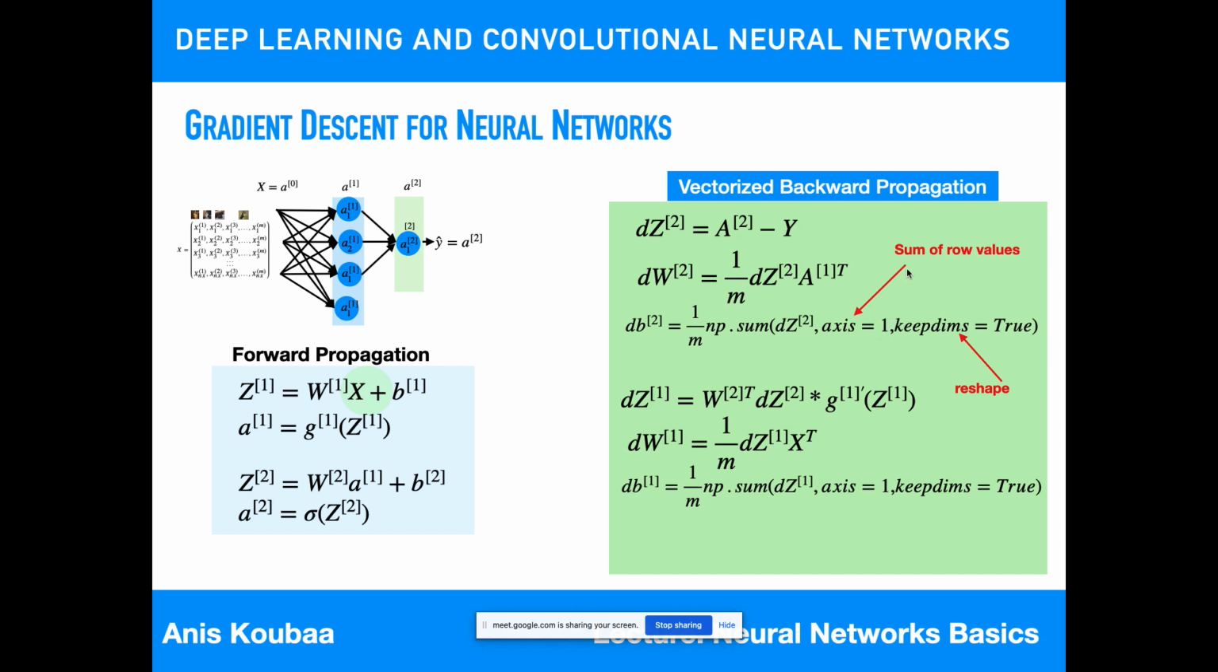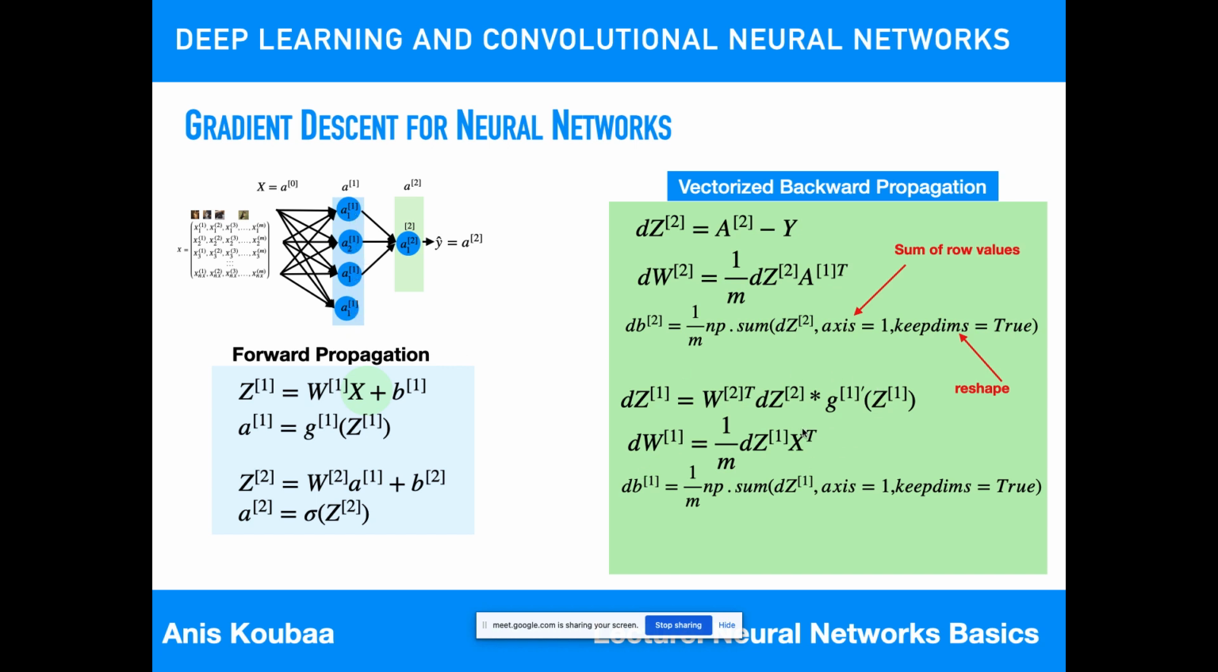If you put axis equal to 0, you will make the sum of the column values. You start with the sum of the first column, the second column, the third column, and the fourth column. So in this case, we want to do the sum over the row values and divide by m, because we have m training examples. Every row contains m training examples. And for reshaping, keepdims equal to True. We do the same thing to calculate the derivative of the loss with respect to Z1. This is the expression: W2 transpose dZ2 multiplied by the derivative of the activation function evaluated at Z1. And here the derivative of the activation function can be the derivative of ReLU, or of sigmoid, or of tanh. It depends on which activation function you have used in these nodes over here.